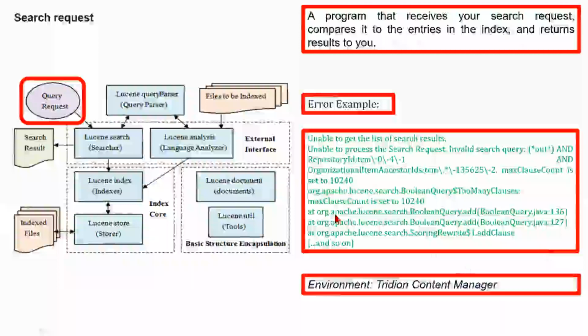As an error example, we can consider this one: unable to get the list of search results, unable to process the search request, invalid search query, and repository ID colon TCM, and organizational item ancestor IDs colon TCM, etc. And here you can see org.apache.lucene.search.BooleanQuery$TooManyClauses, etc.